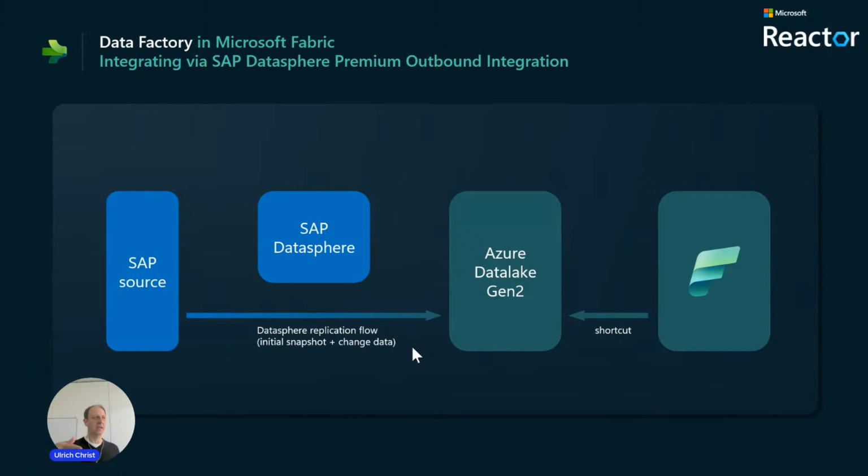Change data would basically create new files. So each run of a replication flow basically results in new files being landed in Azure Data Lake Gen 2. What's missing compared to open mirroring is, well, first of all, it's not landing in OneLake directly, but it's kind of similar to the first phase of mirroring, where you land the change data in a landing zone.